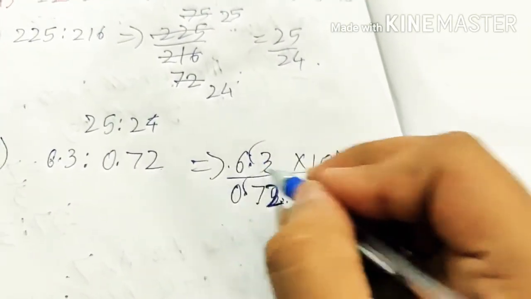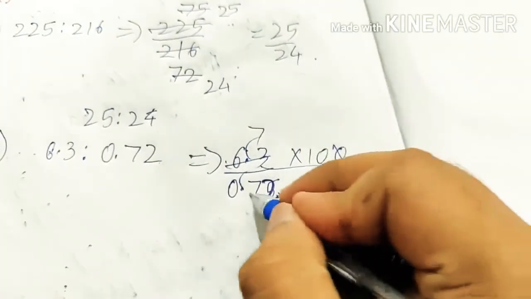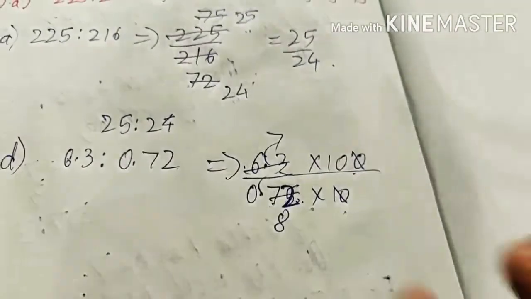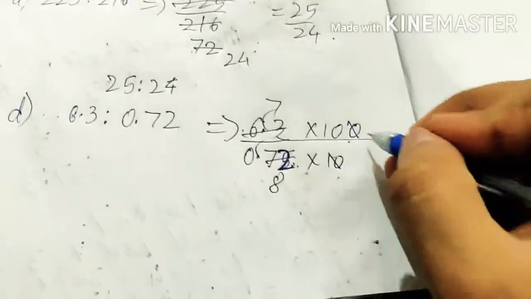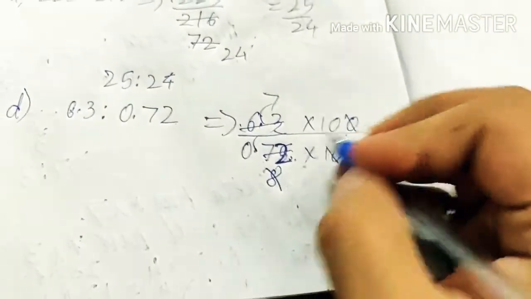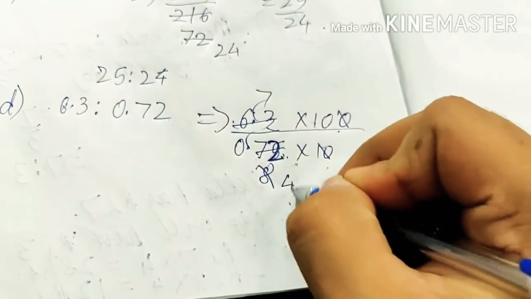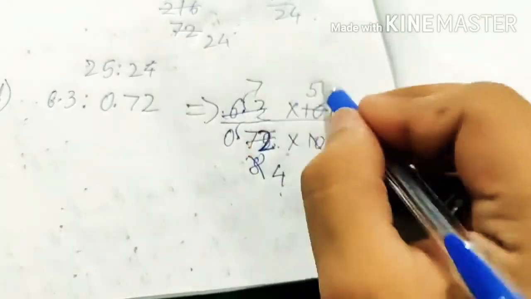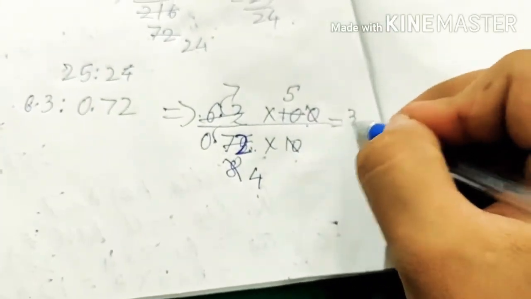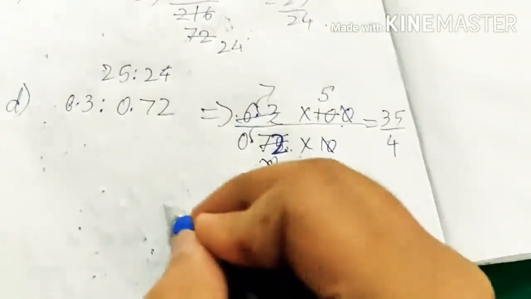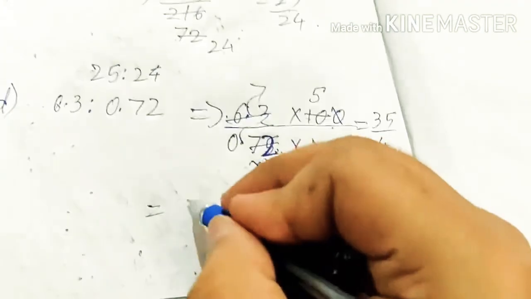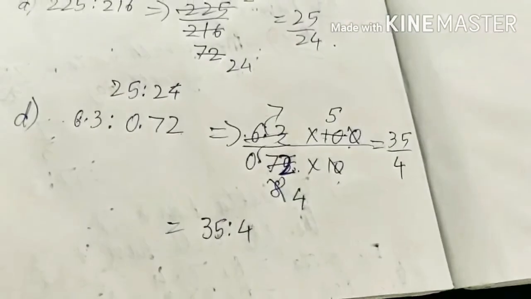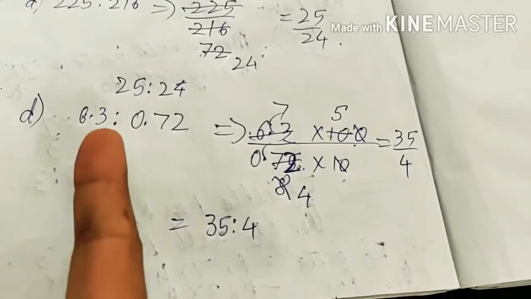It can be divided by 9. 9 sevens are 63, 9 eights are 72. Further it can be divided by 2. It gives 4 and it gives 5. So 7 into 5 upon 4, that is 35 upon 4. So it cannot be reduced further. So 35 is to 4 is the simplest form of the ratio 6.3 is to 0.72.